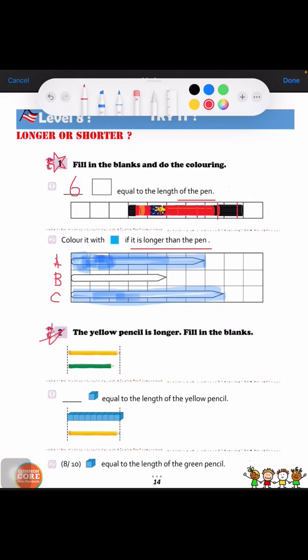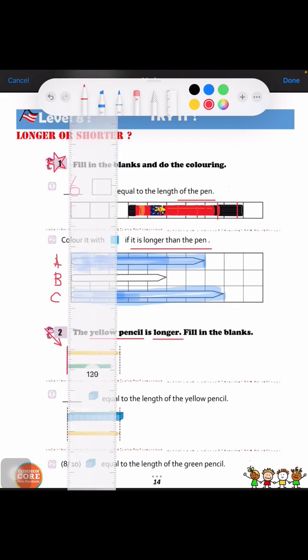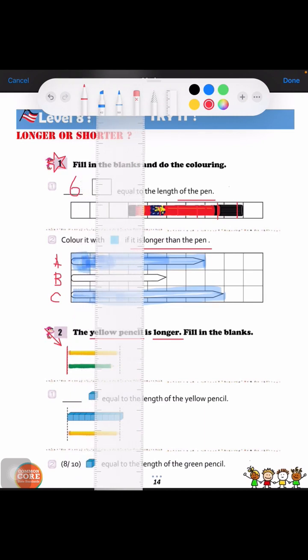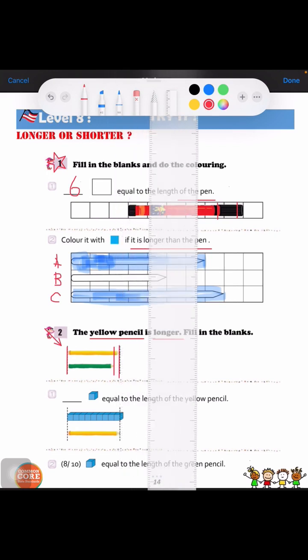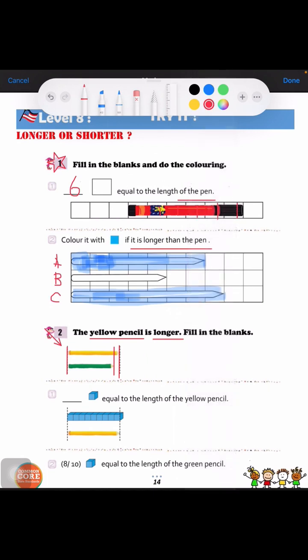Okay, next question. There are two pencils. The yellow pencil is longer. Fill in the blanks. Okay, let's take a look at the pictures. If we try to measure the length of these two pencils, you can see that the yellow pencil is longer than the green pencil.